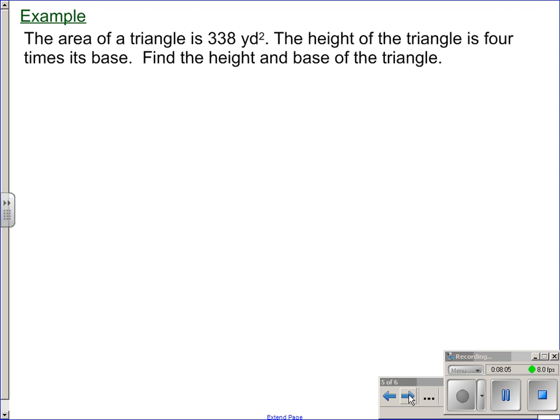All right, where it does get a little bit more complicated, and that's not too bad, is this kind of story problem. So again, hit pause, give this problem a try. You got the area of a triangle. So right there, area of a triangle. Start with the formula. Okay, the area is 338 square yards. The height of the triangle is 4 times its base. So we got a couple of pieces of information.